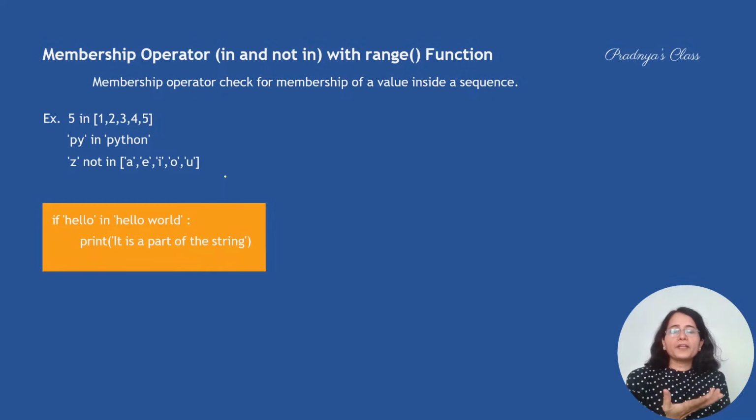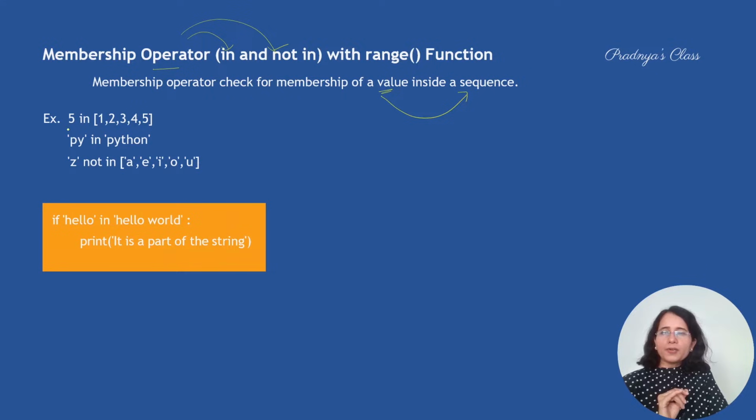There is one more operator we are going to use in loop, that is membership operator. We have discussed membership operator in detail in Python fundamental. So there are two membership operators, one is in and one is not in. It checks the existence of the value inside a sequence. So let's check one example. We are going to check here whether this value is present in the list or not. If it is present, it will return true. If not, it will return false. So this is the working of in operator.